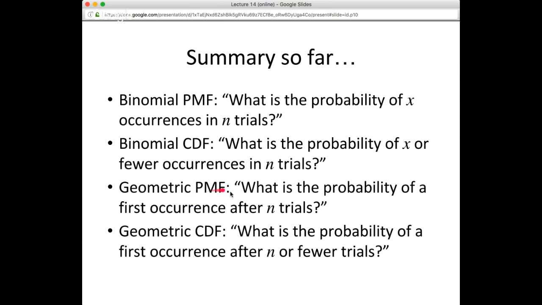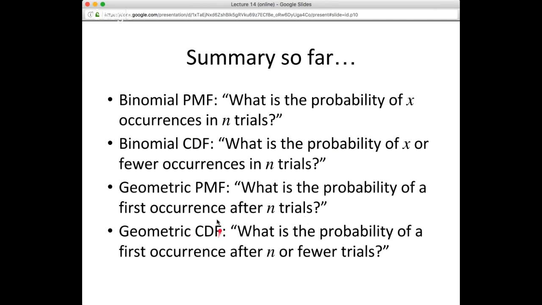On the other hand, for the geometric PMF, the question we might apply that distribution to would be like this: what is the probability of a first occurrence after N trials? The key thing here is that there is only one sequence that gives us a first occurrence after N trials, and that's N minus 1 non-occurrences followed by an occurrence. So that would be the geometric PMF.